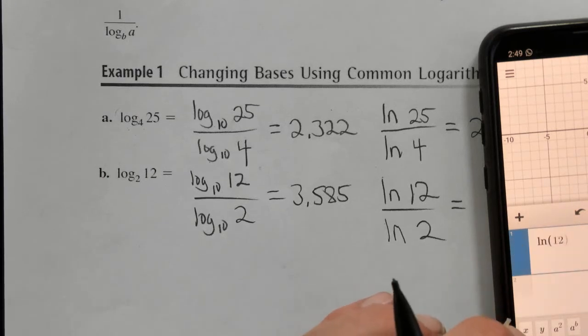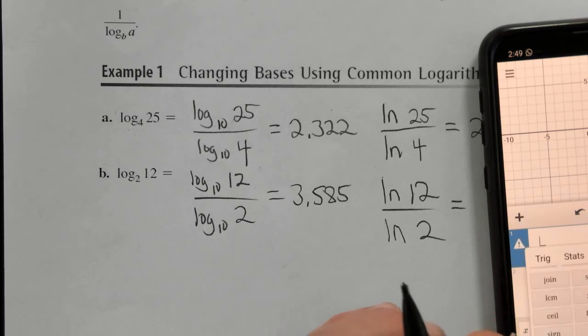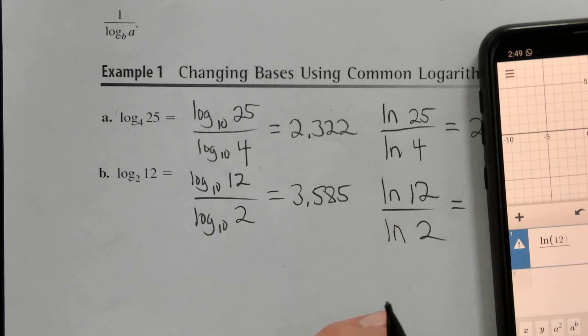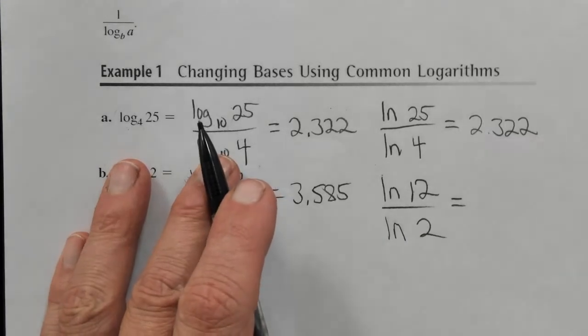Whoops, forgot my fraction again. I'm going to clear that off and start with the fraction. Go back, natural log of 12 over the natural log of 2. And again, we did get the same thing, 3.585.